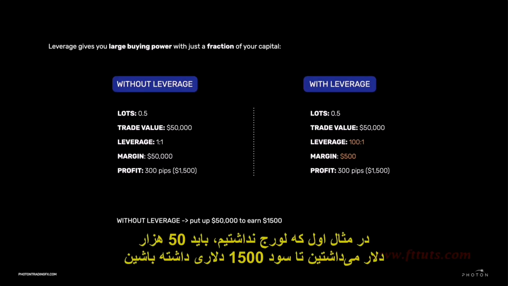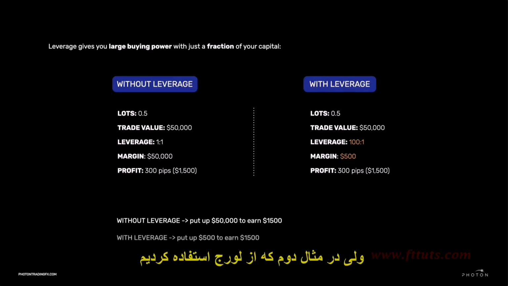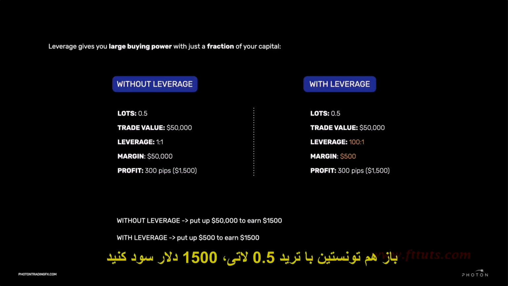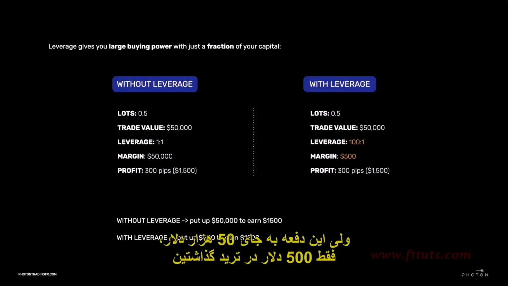So in the first trade example, without leverage, you had to put up 50 grand to your broker to earn a $1,500 profit on the trade. But on the exact same trade in the second example, with the only difference being that you use leverage, you still made the same $1,500 profit by trading 0.5 lots of EUR/USD. But this time, you only put up $500 rather than 50 grand to place the trade.